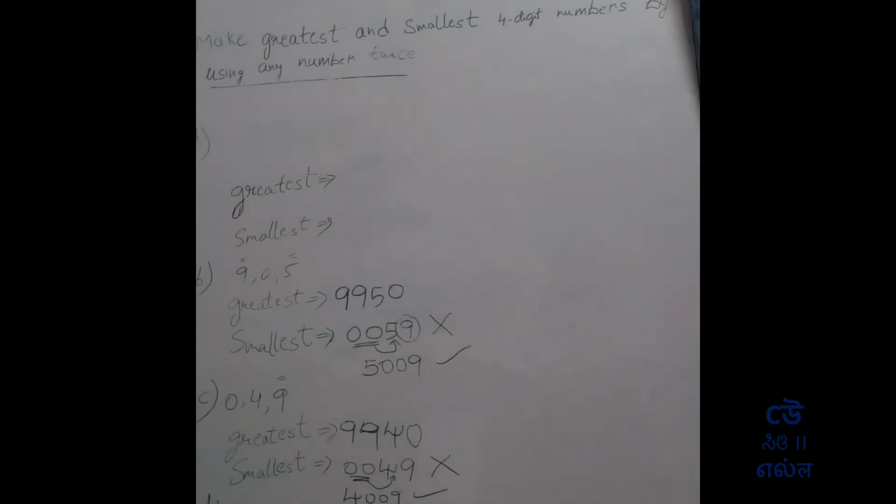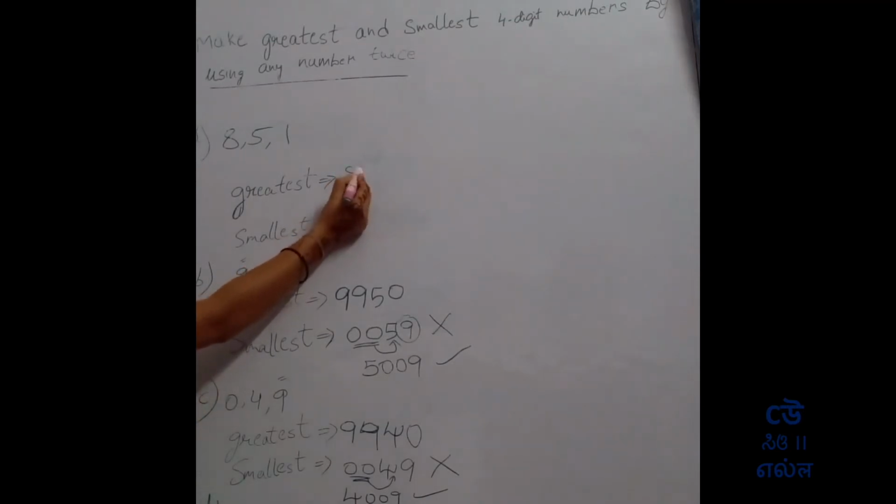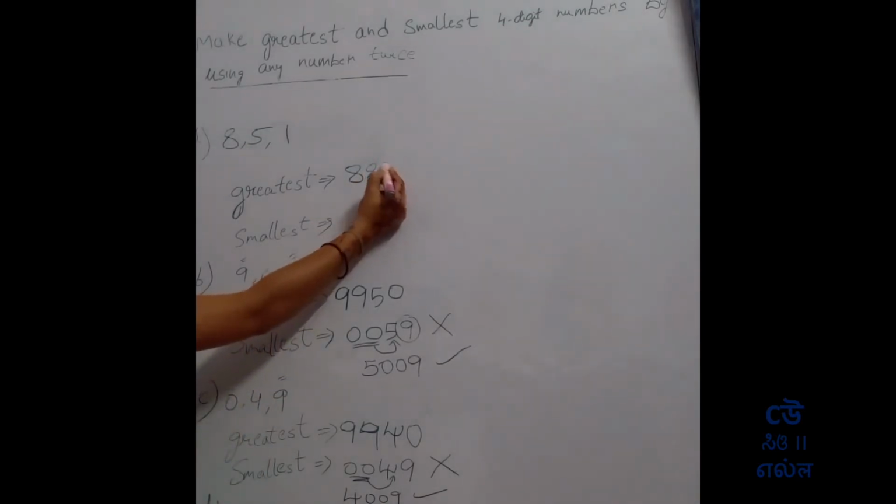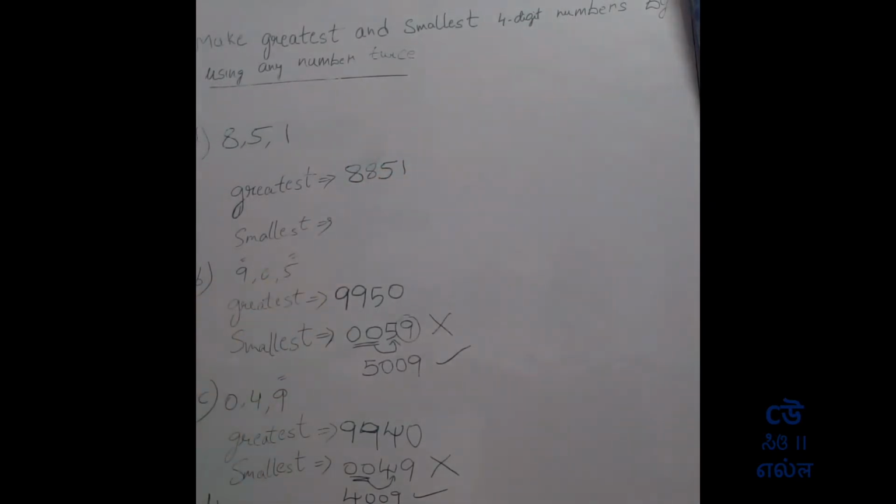So, the next problem is 8, 5 and 1. In 8, 5 and 1, which is the larger number? 8. 8 is the bigger number. So, we should use 8 twice to form the greater number. Okay. So, the next bigger number is 5. Then 1. Okay. So, we formed the greatest number.